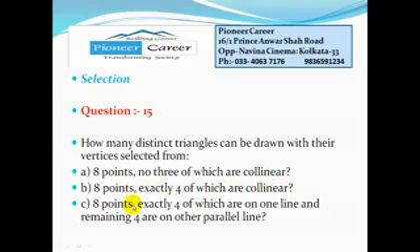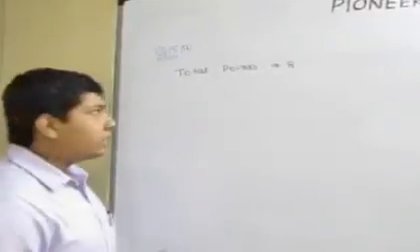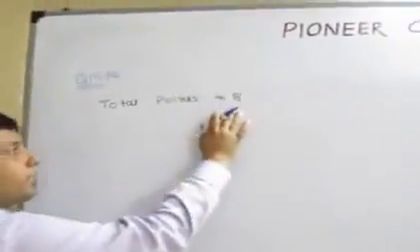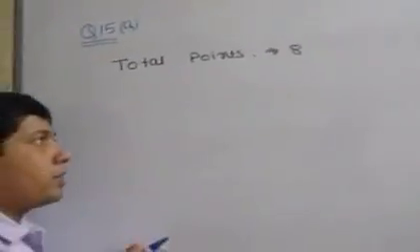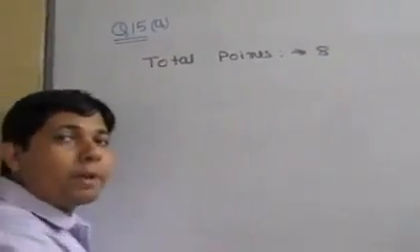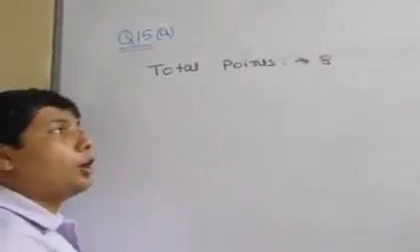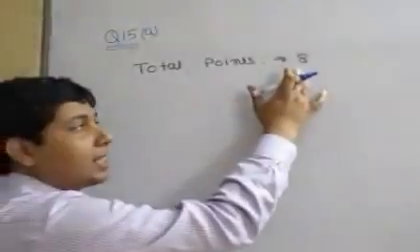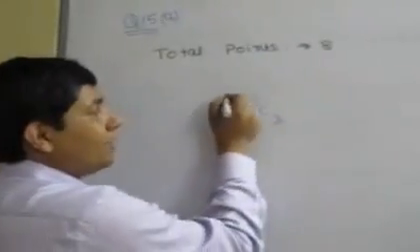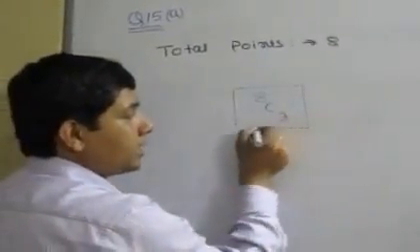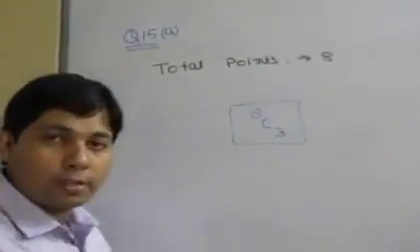And C, 8 points, exactly 4 of which are collinear on one line and the remaining 4 are on another parallel line. Now in this case again we have a total of 8 points and we have to draw a triangle. To draw a triangle we need 3 points. So out of 8 points, how many ways can we select 3 points? That is 8C3 ways. So the number of distinct triangles we can get in this case is 8C3.